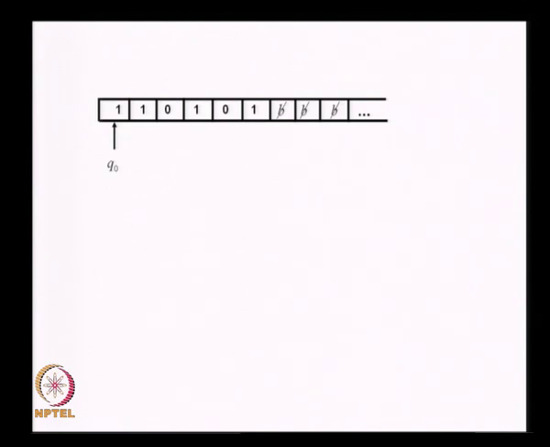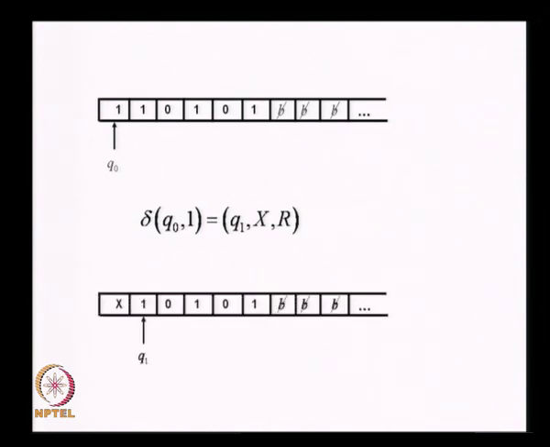Initially it is reading the symbol 1 in state q0 and we use the mapping delta of q0, 1 is equal to q1, X, R. So, the next ID becomes like this. It moves one cell to the right, prints an X over the 1 and moves right in state q1. So, whenever it reads a 1, it changes state from q0 to q1 or q1 to q0, but when it reads a 0, it does not change the state.